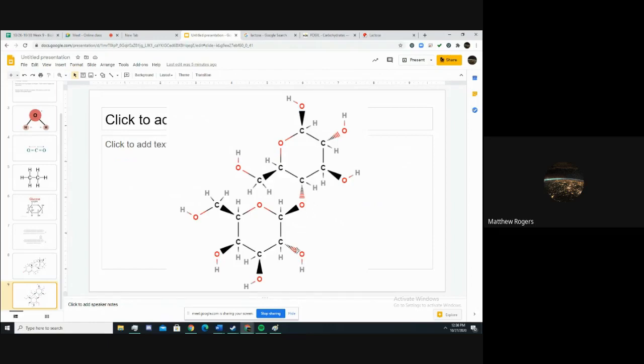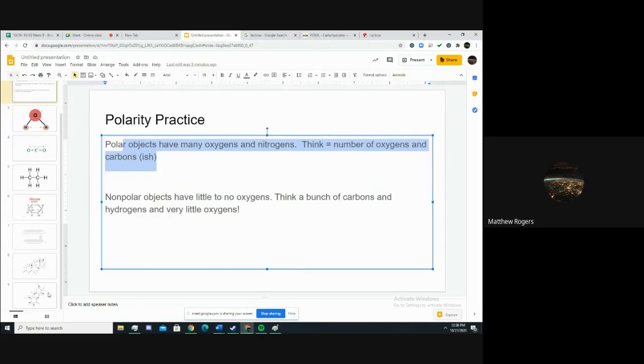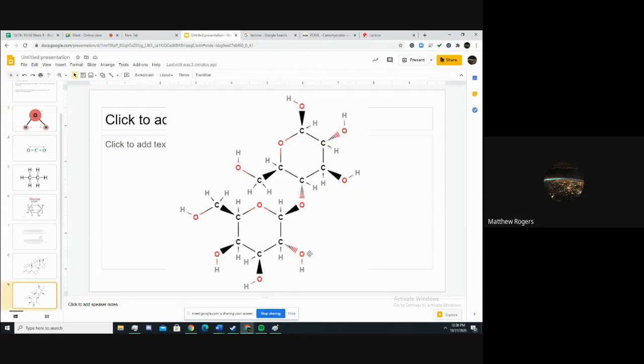All right, so let's count up some things here. Let's count up the carbons first. 1, 2, 3, 4, 5, 6, 7, 8, 9, 10, 11, 12. Let's count up our oxygens. We got 1, 2, 3, 4, 5, 6, 7, 8, 9, 10, 11. So we're almost the same amount of carbons and oxygens. They're close-ish. And we have oxygen, especially on the outside here. This is a polar molecule. This is going to be lactose.